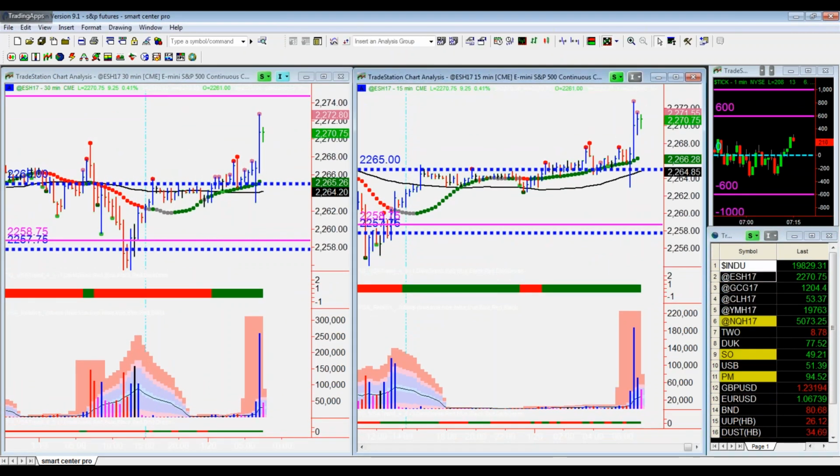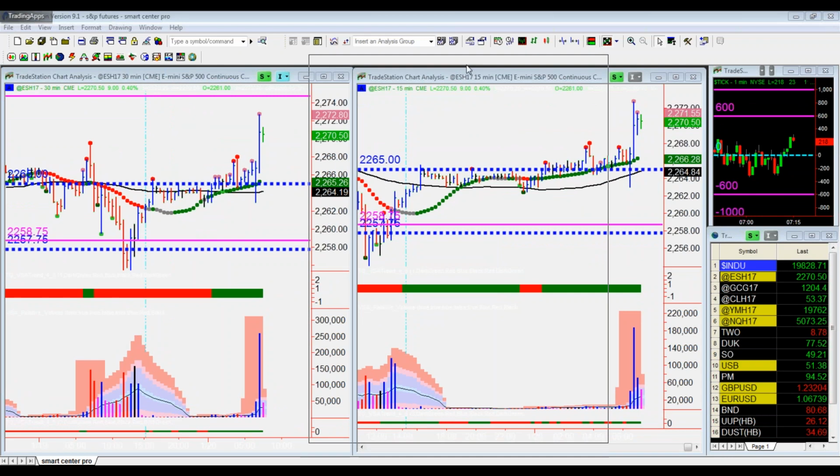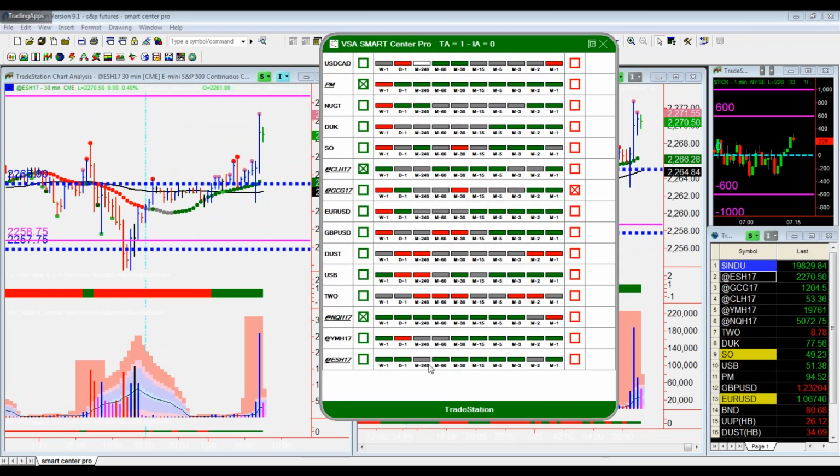Smart Center Pro is dated off here. Let's take a look at a few things. Trending up. I've got the NASDAQ and the S&Ps looking for longs at the moment. Crude light looking for longs, and gold looking for shorts.